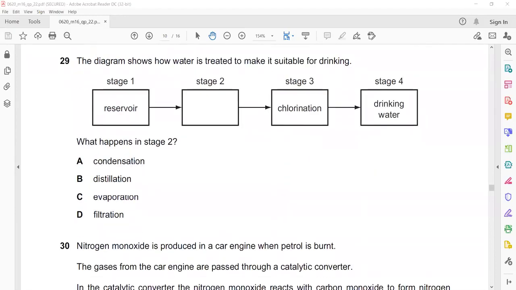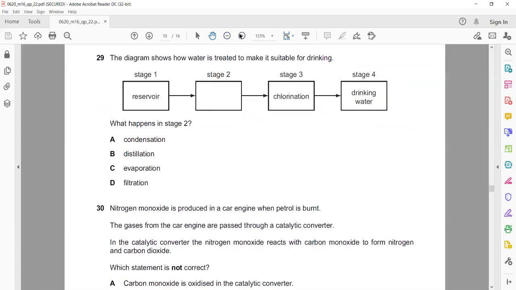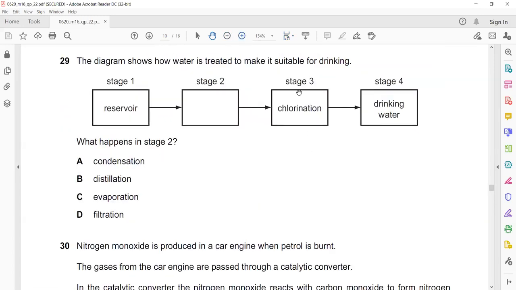Question 29. The diagram shows how water is treated to make it suitable for drinking. What happened in stage 2? First we store the water. In the third stage we do chlorination. So in between, what is done? We do filtration to remove insoluble impurities.